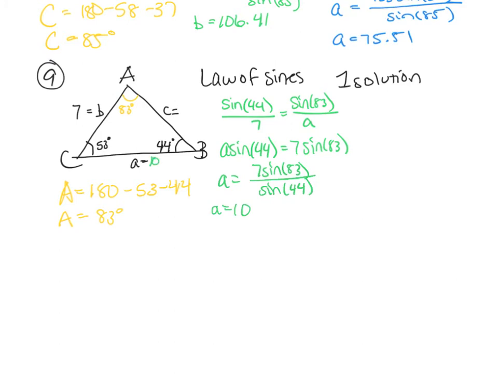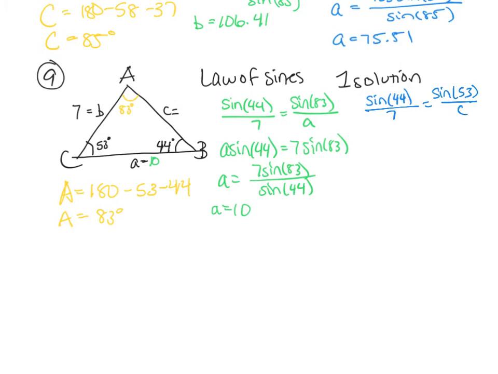So we'll put that 10 in here, and then last but not least, we will solve for side length C. So you can use sine of 83 over 10 if you want. I just kind of like to use the same setup of my pairings for consistency. So that's why I'm doing sine of 44 over 7 is equal to sine of 53 over C.